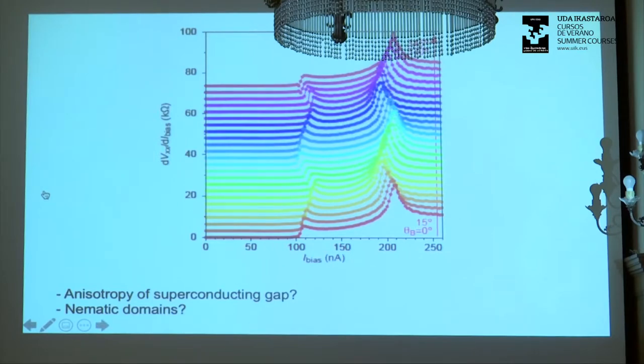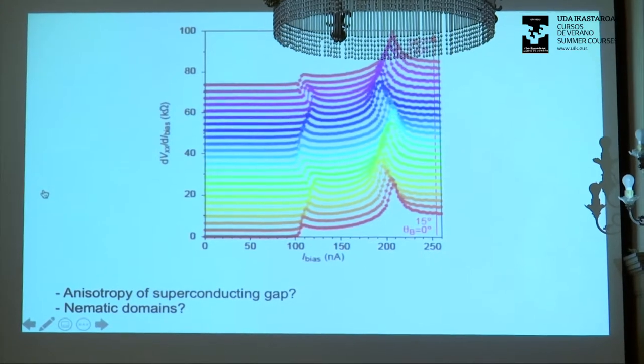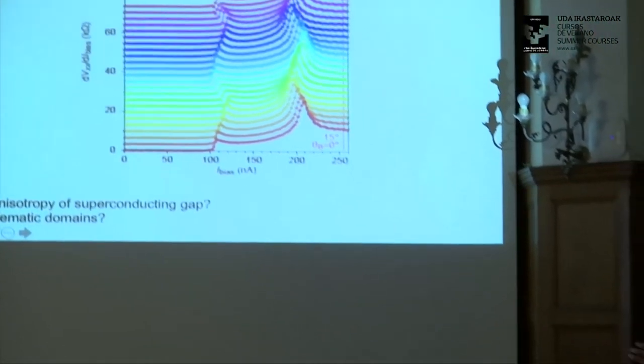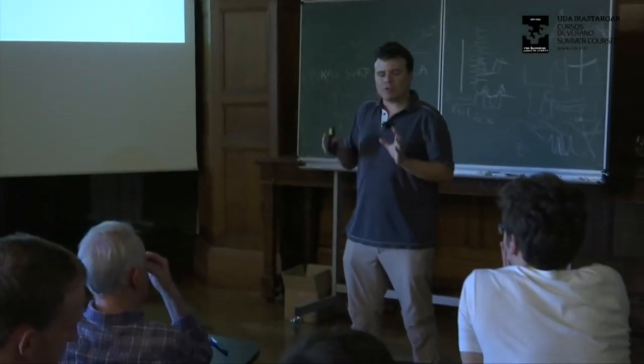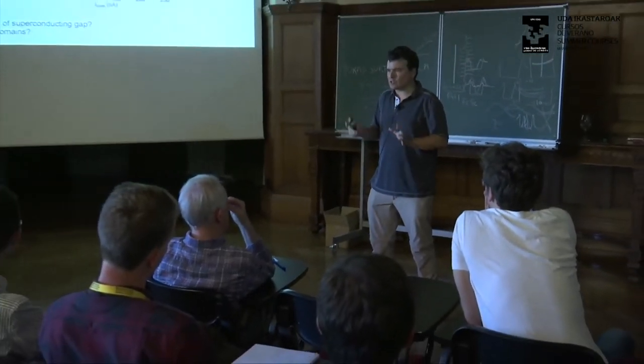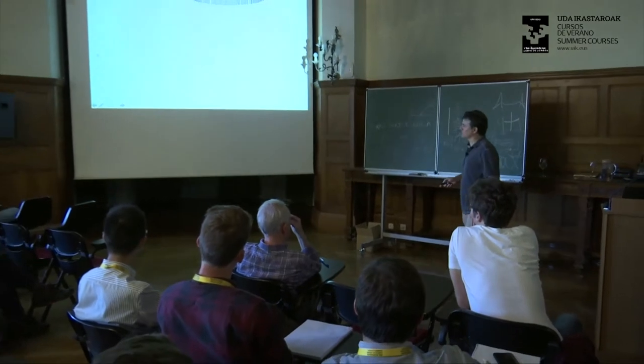OK, so I've told you about these two things, this competing order story about competition between some order and superconductivity. I've told you now a story about nematicity, anisotropies in the superconducting state. What about the normal state? Does it exhibit anisotropies? Yeah? So what about the normal state?